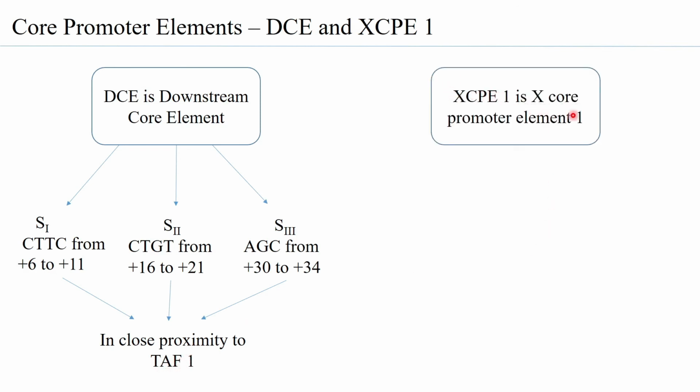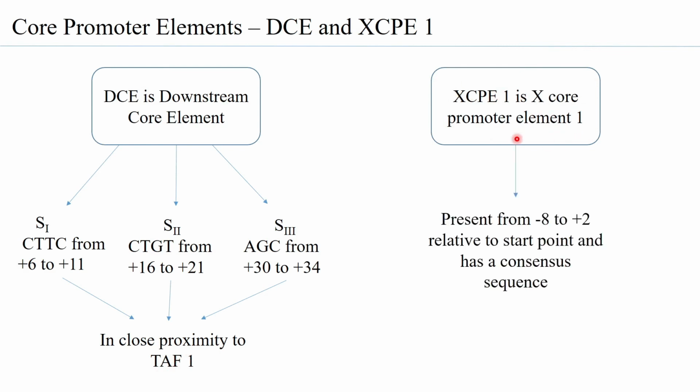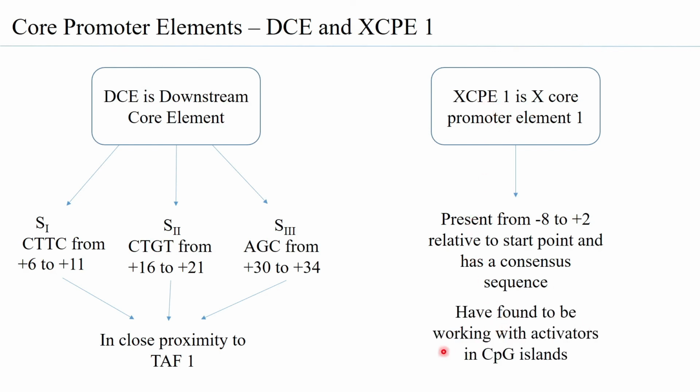XCPE1 stands for X core promoter element 1, and this is present from -8 to +2, again relative to the start point +1, which is encompassed by the XCPE1, just like the INR did. And so XCPE1 also has a consensus sequence, and it has been found to be working with activators in CpG islands. So XCPE1 is definitely associated more with the dispersed promoter than with the focused core promoters.